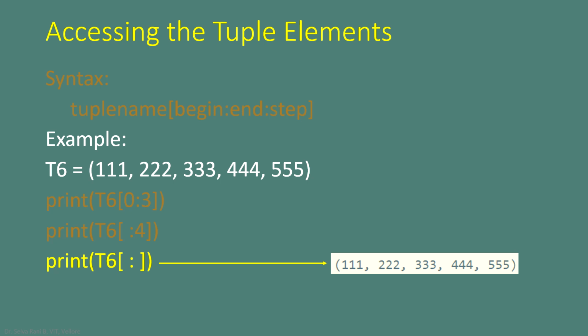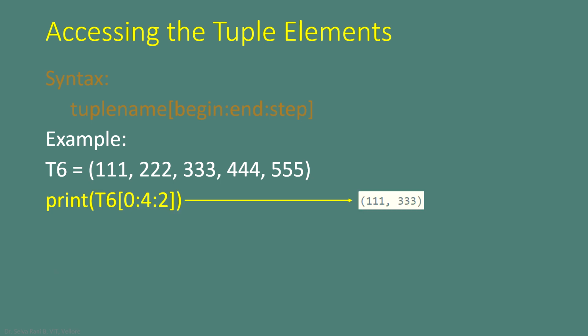T6 of colon, in which we omitted both begin as well as end indices, and so this command will access the entire tuple. Here T6 of 0, 4, 2 will represent the begin index, end index, and the step value, and we are getting the output as triple one, triple three.